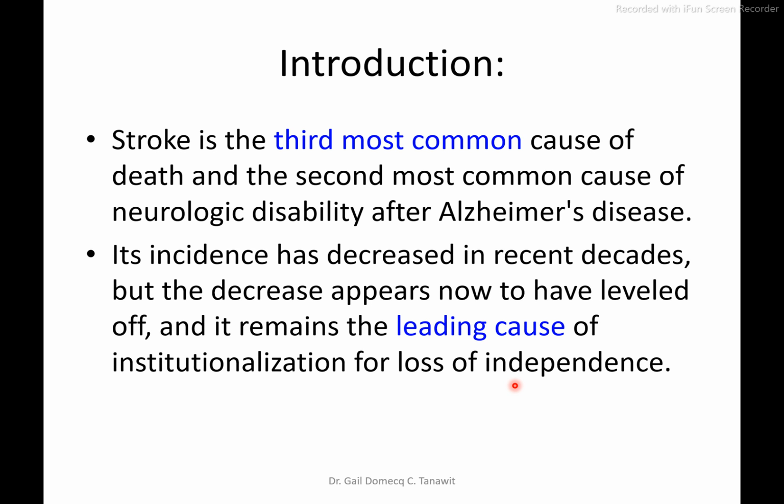Stroke is the third most common cause of death, and the second most common cause of neurologic disability after Alzheimer's disease. Its incidence has decreased in recent decades, but the decrease now appears to have leveled off, and it remains the leading cause of institutionalization for loss of independence.